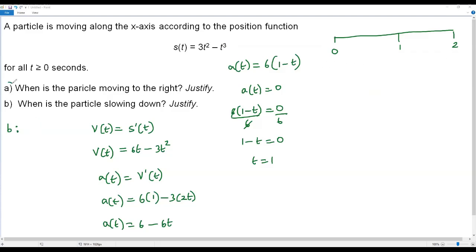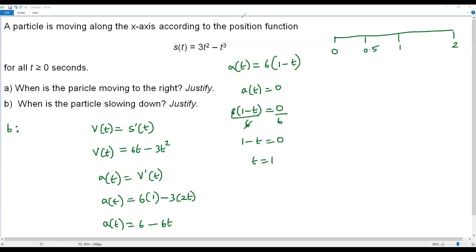Already we have concluded that in part A. So clearly, t equals 0 is the starting value of t, and this 2 seconds is the ending value of t. So here we get two intervals. The first interval is 0 to 1, and the second interval is 1 to 2. Now what I'm going to do is take a random value in the first interval, that is between 0 and 1. So let me take a random value 0.5.